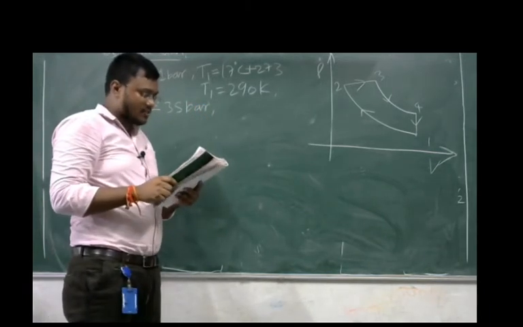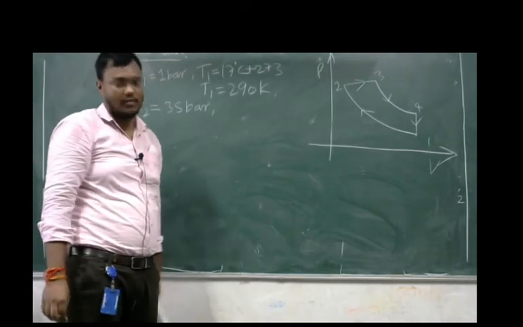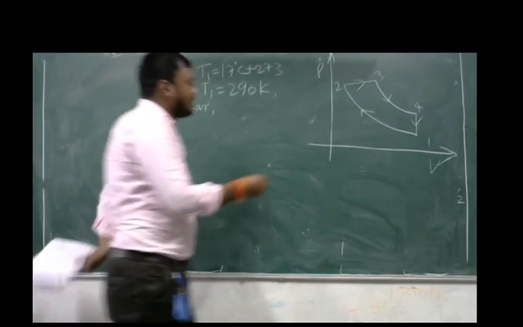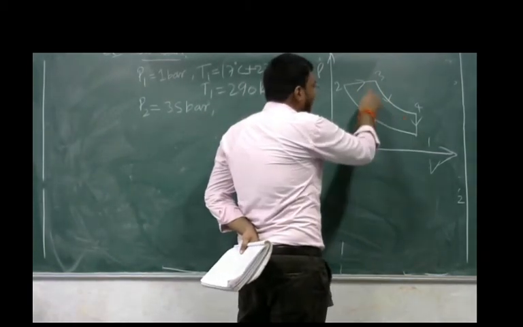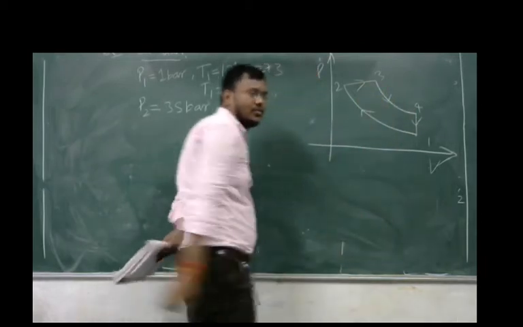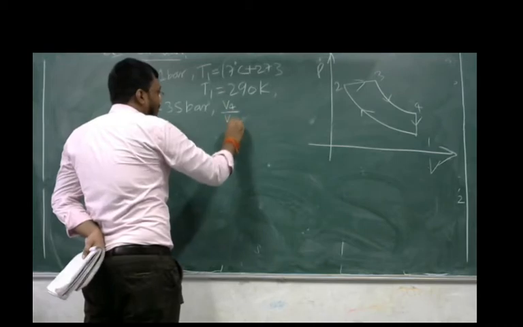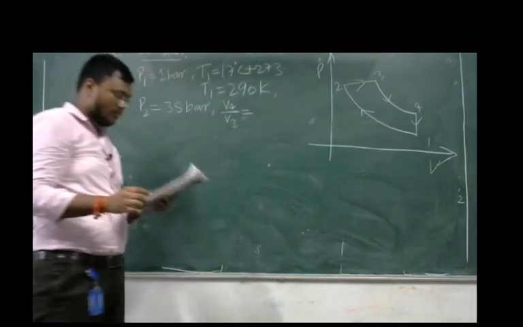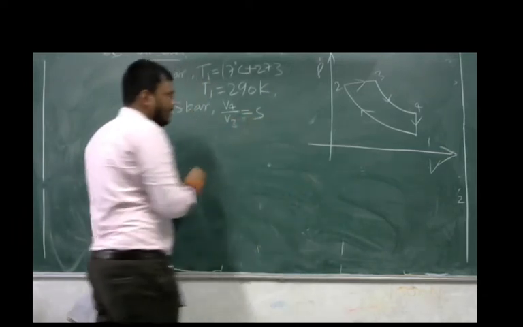The ratio of expansion after constant pressure heat addition is 5. Expansion ratio is given in the question. Expansion ratio means expansion takes place from point 3 to 4. So expansion ratio means V4 by V3 is given in the question. V4 by V3 equals 5. It is given in the question.